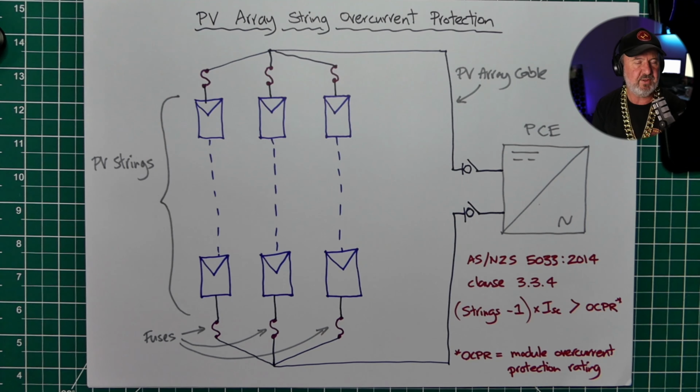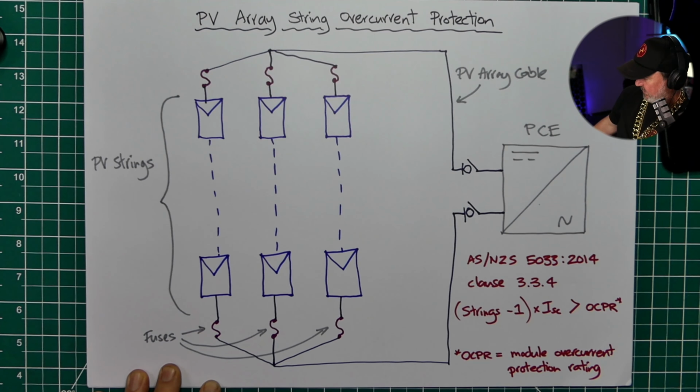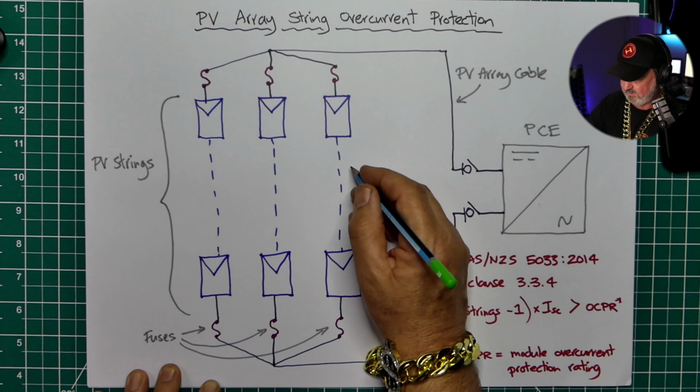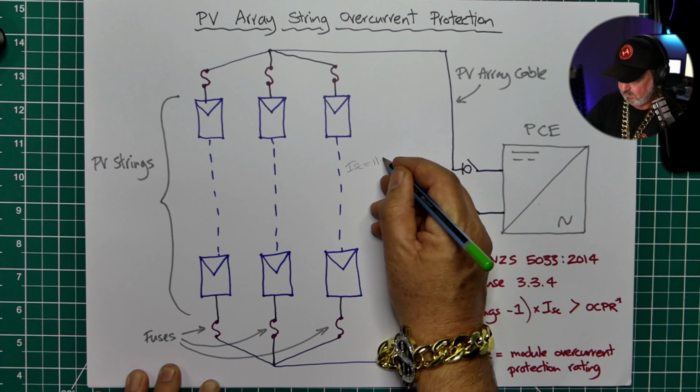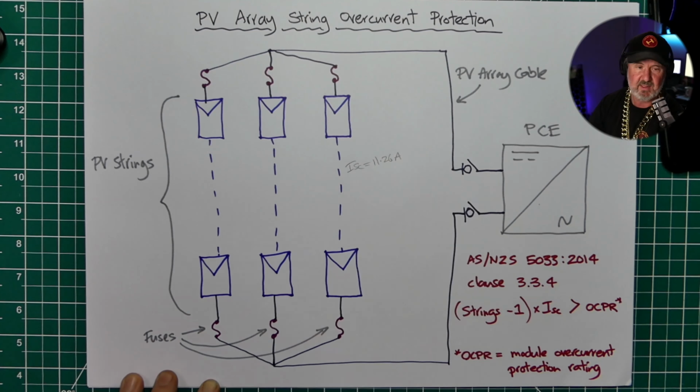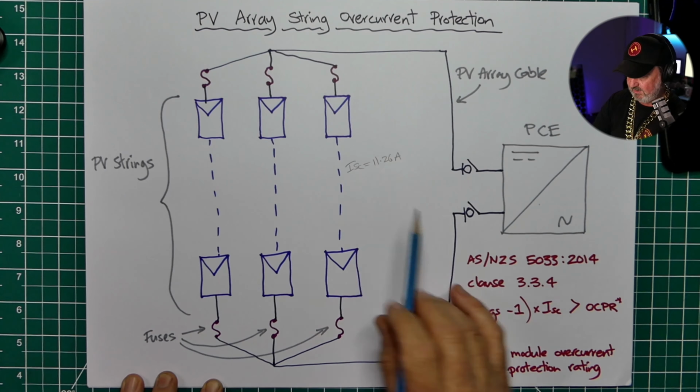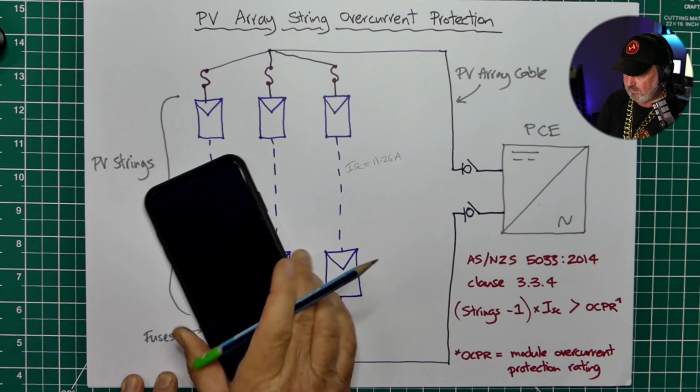So here we've got 3 strings. Still the same panels. We're still talking about these panels which have 11.26 amps. So the ISC of each one equals 11.26 amps. And we've got 3 strings. And therefore, the maximum current we can get could be 3 times this. So let's just work this one out.